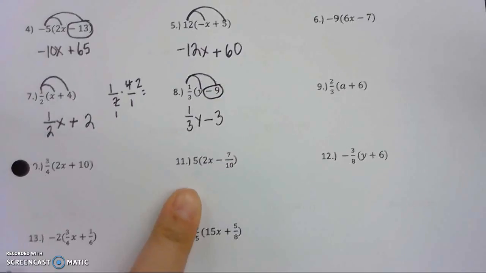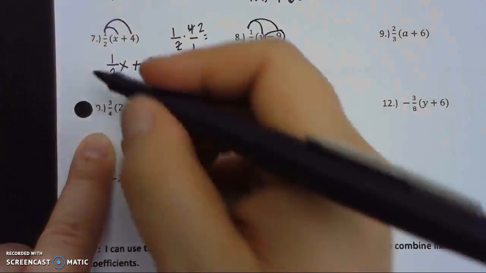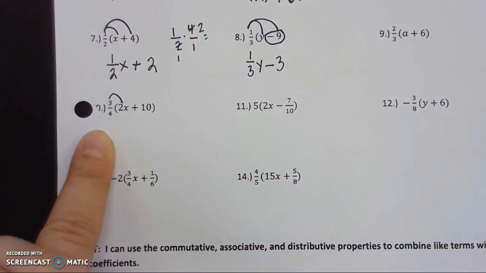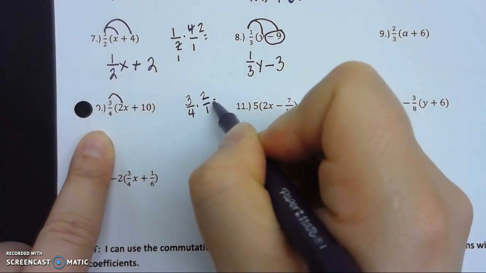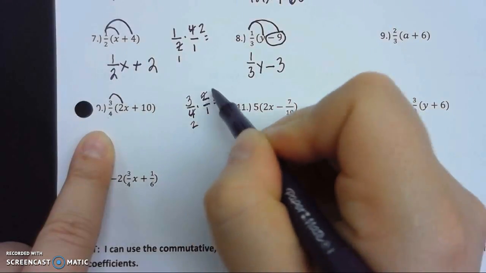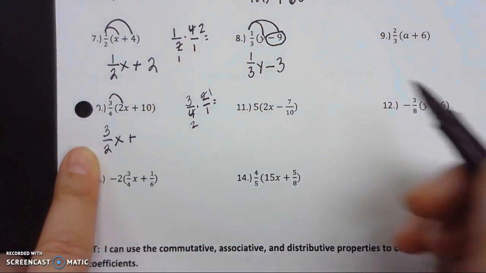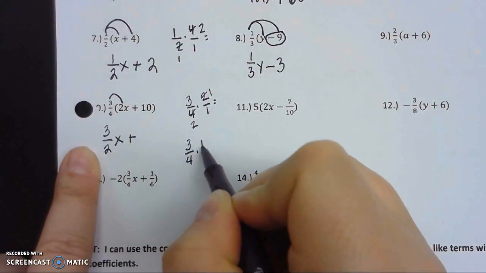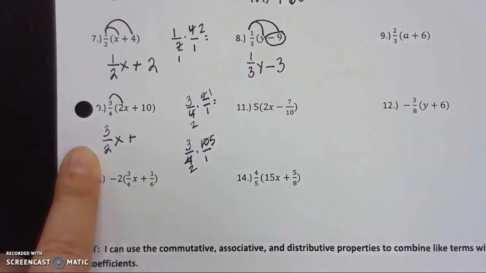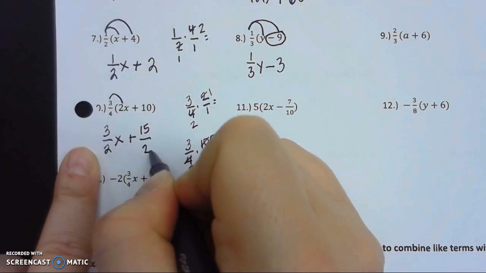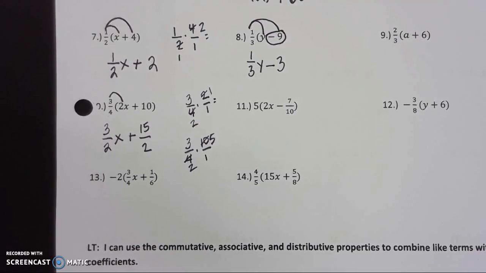Let's go ahead and take a look at number 11. Actually, let's take a look at number 10. So we're going to take 3/4 times 2x. So I'm going to take 3/4 times 2 over 1. Cross reduce, and so we end up getting 3/2 times x plus 3/4 times 10 over 1 gives us a 2 and a 5. So we end up with 15 over 2. Always leave those improper. We do not want those to be mixed numbers.